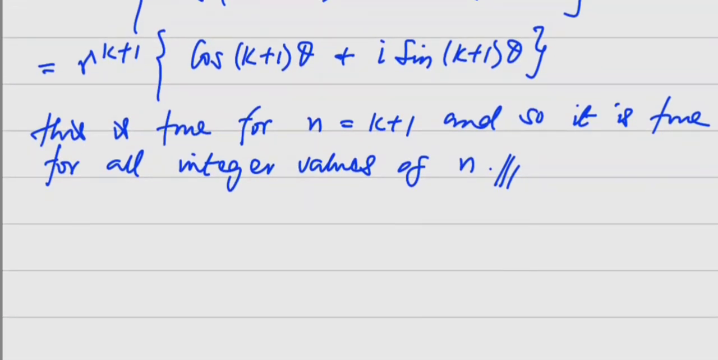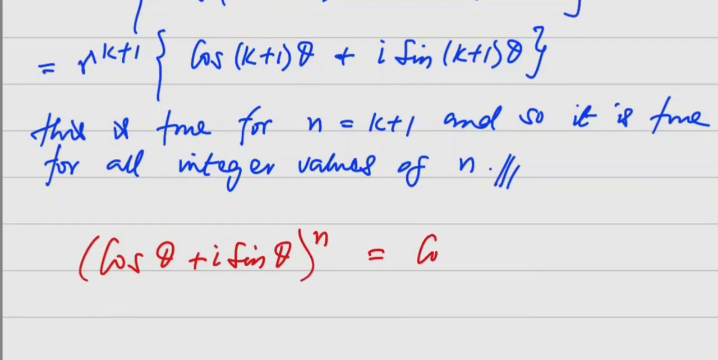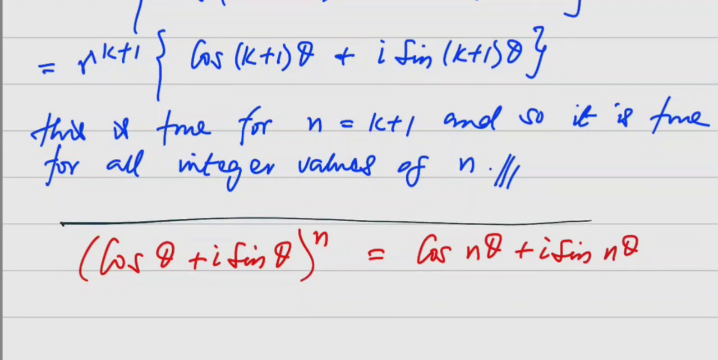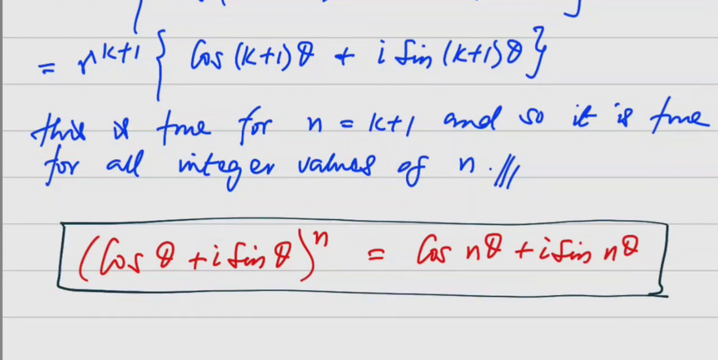This theorem is a very important theorem for us. Another shortened form of it is that (cos theta plus i sin theta), everything raised to power n, is cos n theta plus i sin n theta. So this one is very, very important to us. So let's try to look at one or two examples on the application of the theorem.